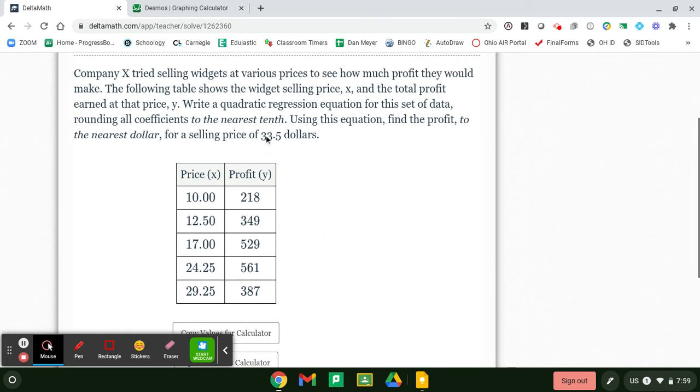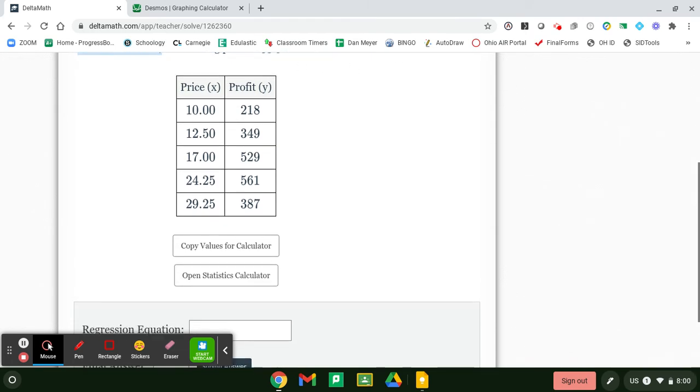So again, let's pay attention to the directions. We're going to round all coefficients to the nearest tenth this time. I can't even remember what the last one was. And then we're going to round the profit to the nearest dollar. They want to know, using this equation, find the profit if we're selling for 33.5. So we're going to go through the same thing here.